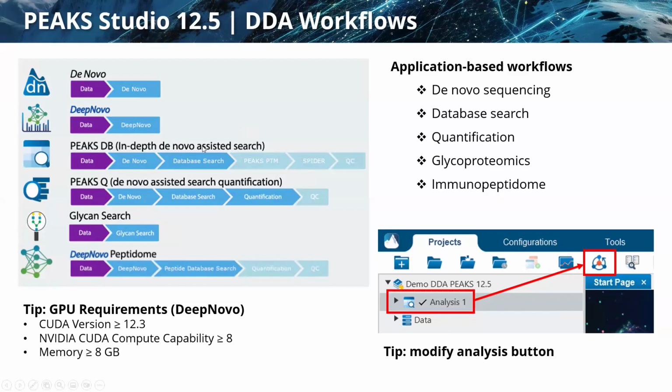So let's say you wanted to do a database search and then you change your mind and decide you want to add quantification afterwards. You can highlight your analysis within Peaks, select this Modify Analysis button, and then you can go back to this page and change to the quantification workflow. As long as you don't change anything about your database search, you'll be able to add on a quantification step without rerunning what was done already in the database search. So you still retain some flexibility with this workflow structure.